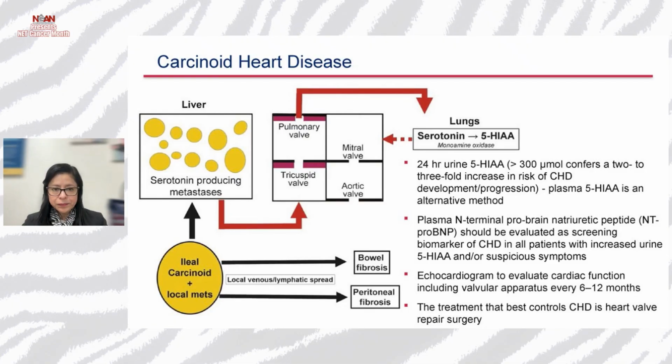Now, another complication related to serotonin excess is carcinoid heart disease. As I said earlier, this excess of hormones can also accumulate in the heart valve. So this square is, imagine it like a representation of your heart. On the right side of your heart, you have what we call the two different valves, the tricuspid valve as well as the pulmonary valve, and on the left side of your heart you have other valves. And as we can see here, the excess of serotonin mainly comes from the liver metastasis.